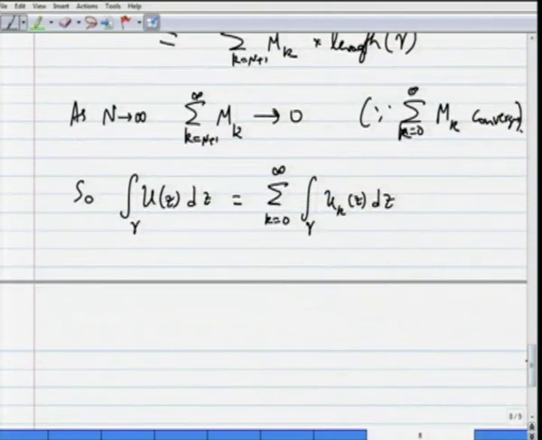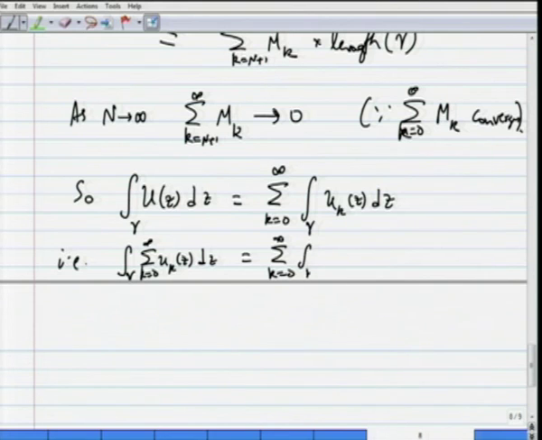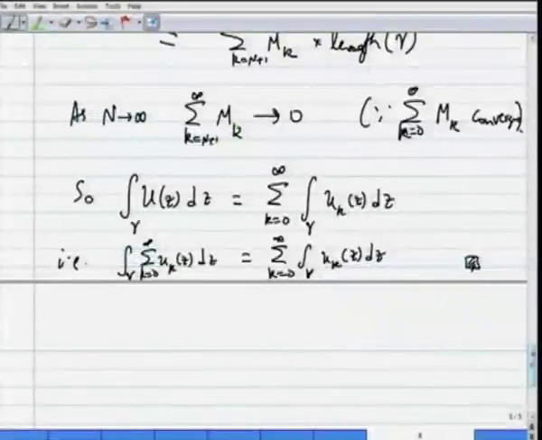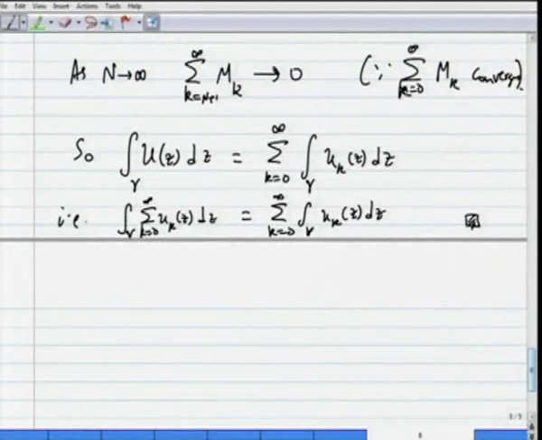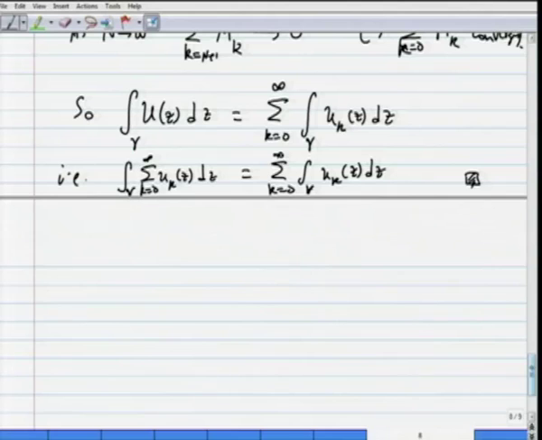That is, the integral over gamma of the sum of u k of z dz, because that is what capital U of z is, is equal to the sum over k equals 0 through infinity of the integral over gamma of u k of z dz. In short, we can exchange the summation and integration under these circumstances. This is the end of the proof of this lemma, and we will use it for the proof of Taylor's theorem. So, this is the first result that we will need.